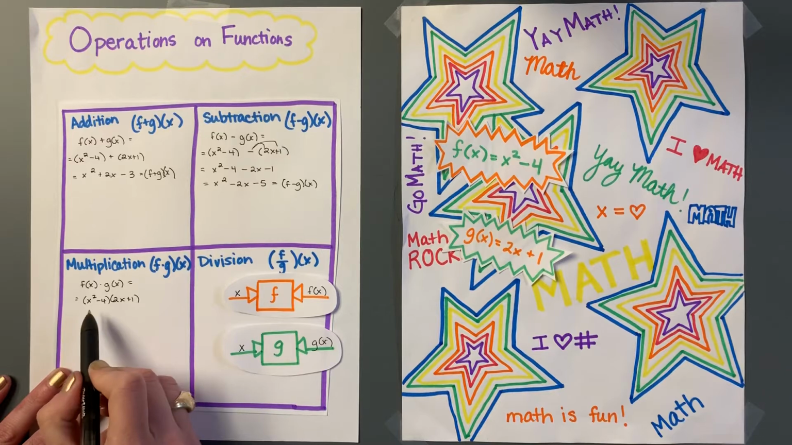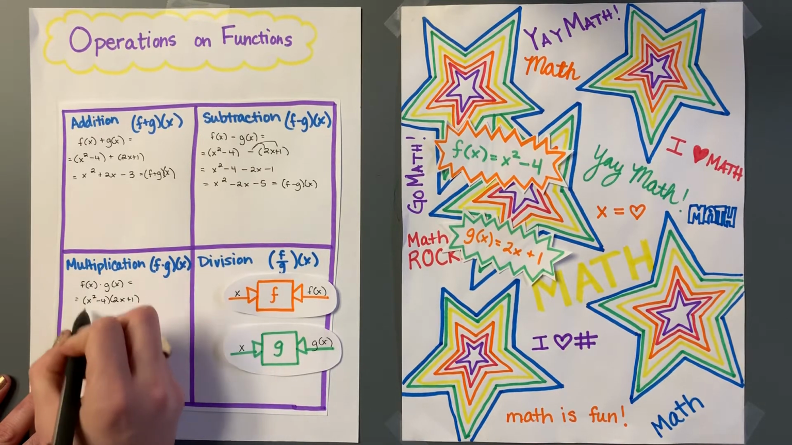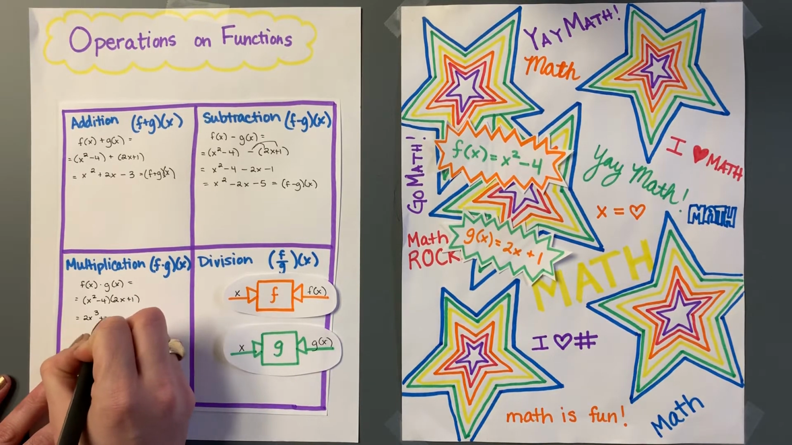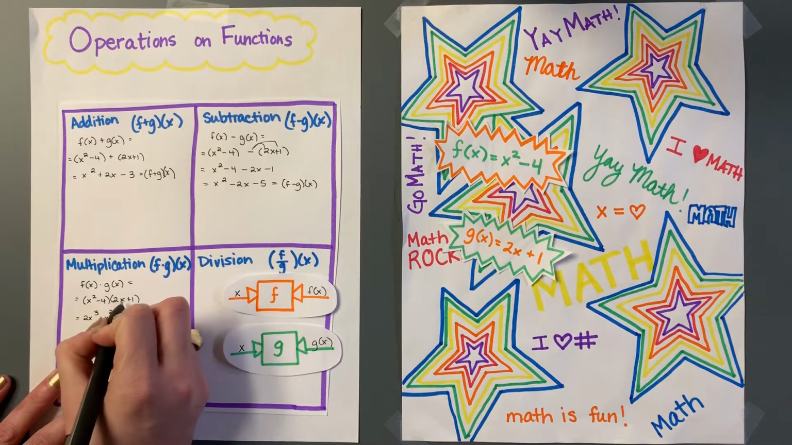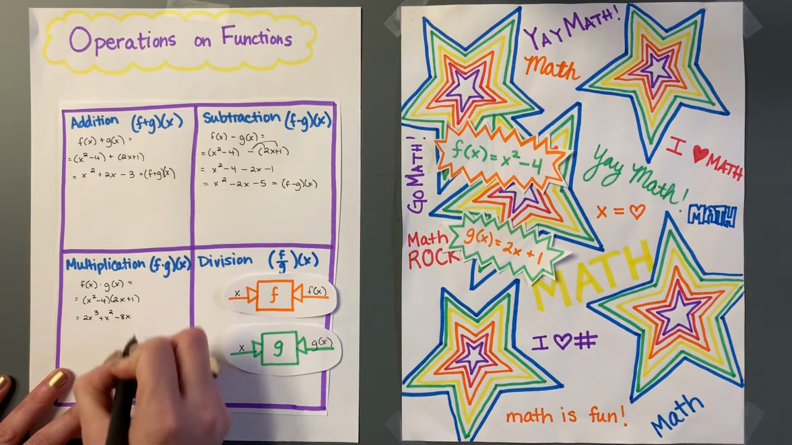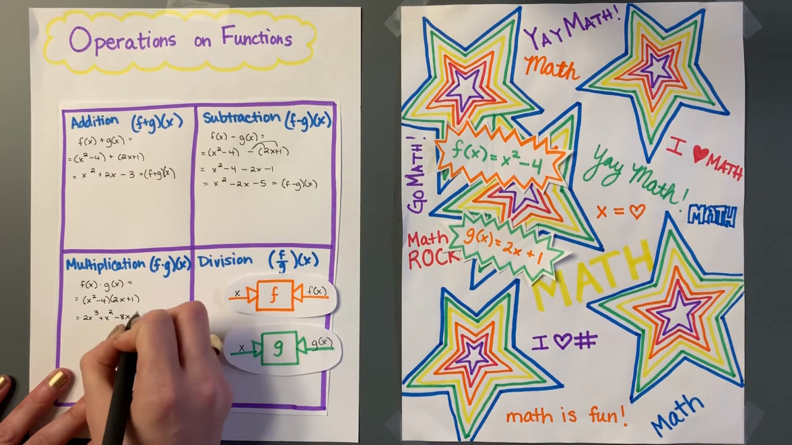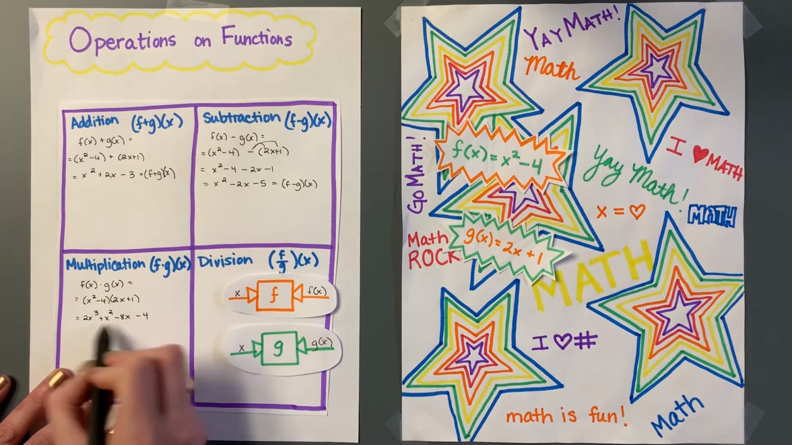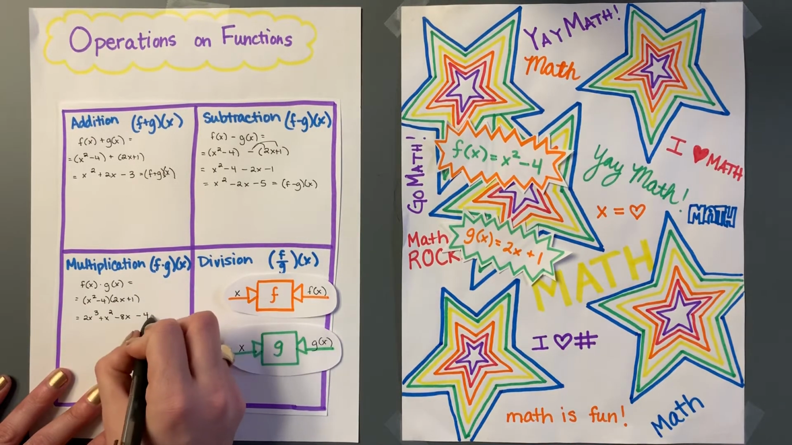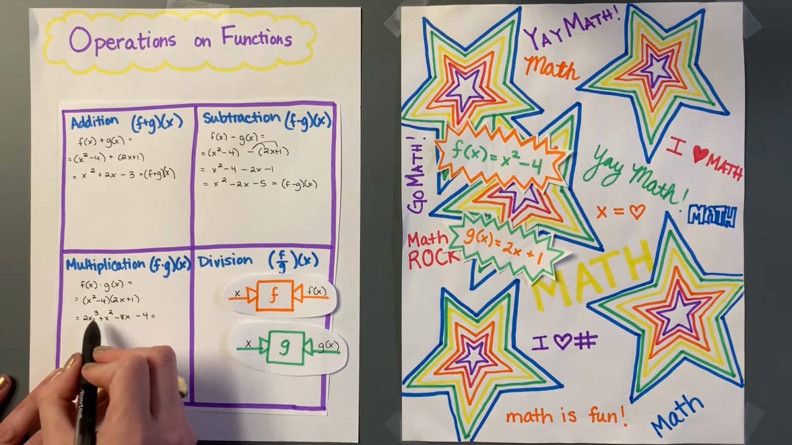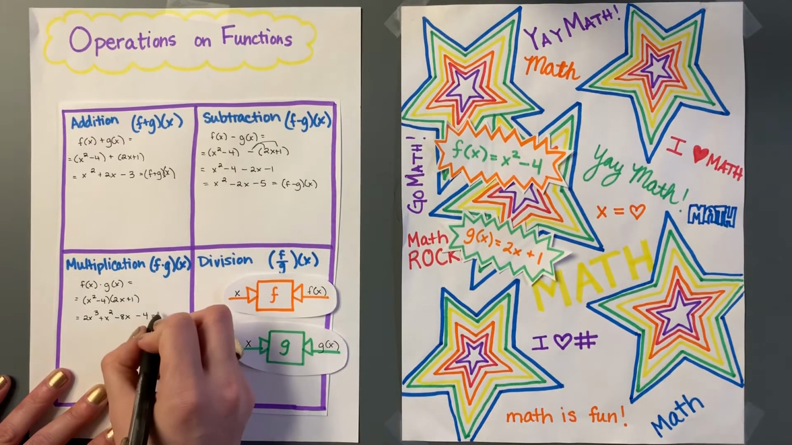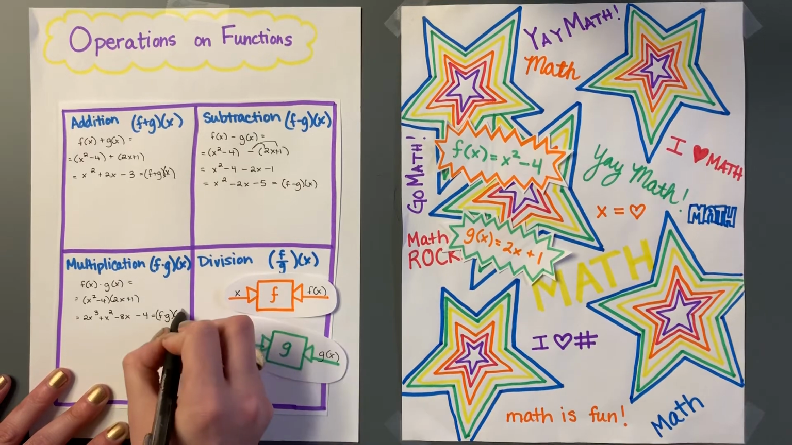I have a binomial multiplied by a binomial, so I'm going to FOIL this. So I get x squared times 2x is 2x cubed. x squared times 1 is plus x squared. Negative 4 times 2x is negative 8x. Negative 4 times 1 is negative 4. This can't be simplified at all because I have an x cubed, x squared, x, and constant. So this is f times g of x.